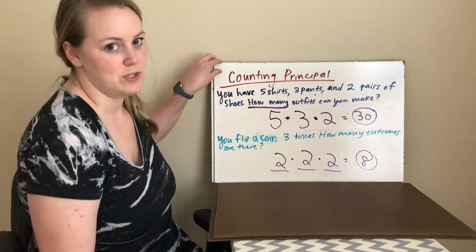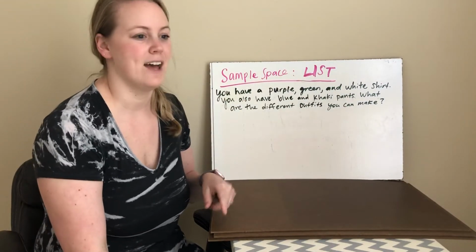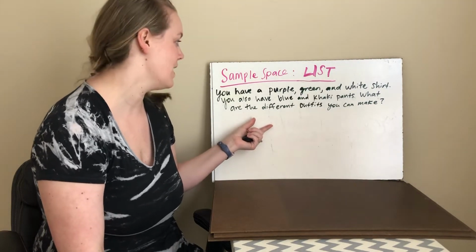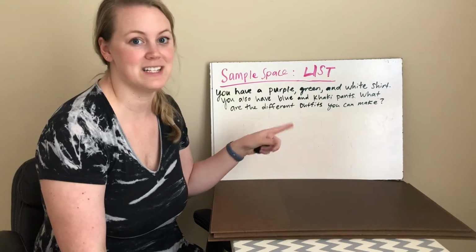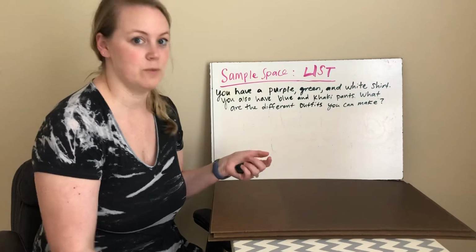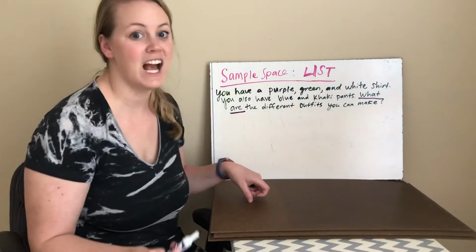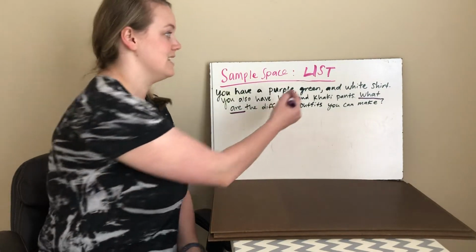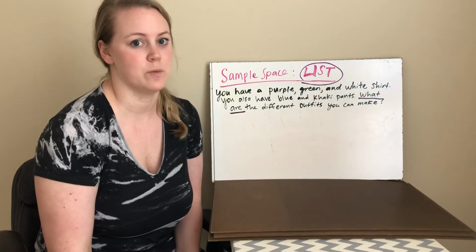Now, diving into sample space. First, we're going to focus on a list. The problem here says we have a purple shirt, a green shirt, and a white shirt, and you also have blue and khaki pants, and we want to know how many different outfits can we make. The keywords here is what are. It doesn't say how many, so our answer is not a number. We want to list, in this case we're listing all the different types of outfits that we could have.